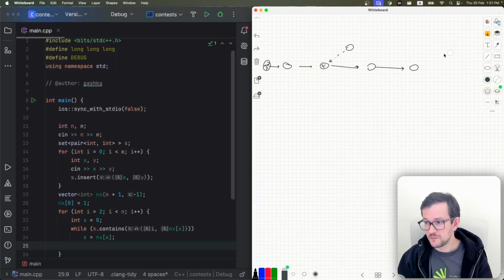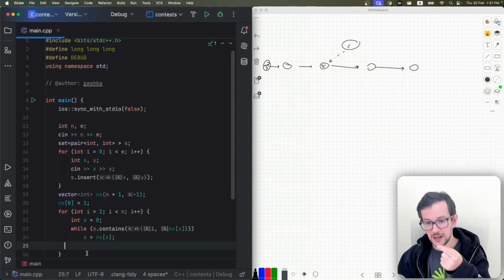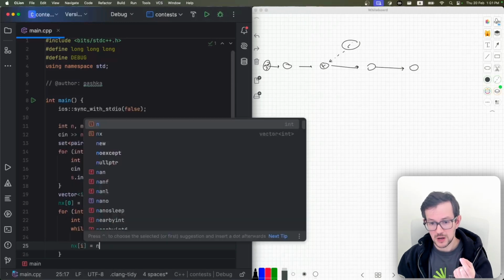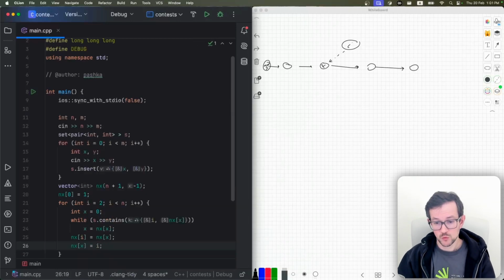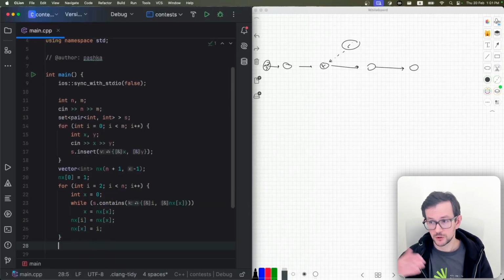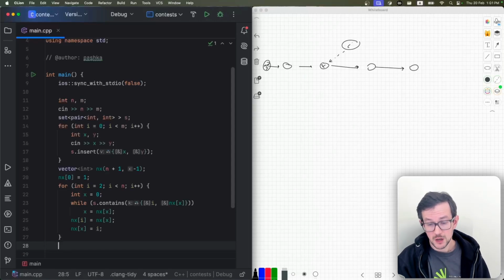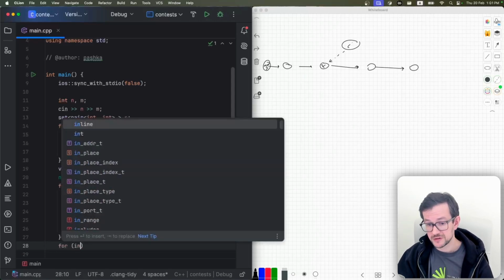Here I just draw a picture to make it clear what I need to do. I have element I that I need to insert after element x. How you do it: you make next of I equal to next of x, and next of x equal to I. Just move this pointer here, and you insert a new element in the linked list. That's it. That's basically it. Now we just need to output the result.